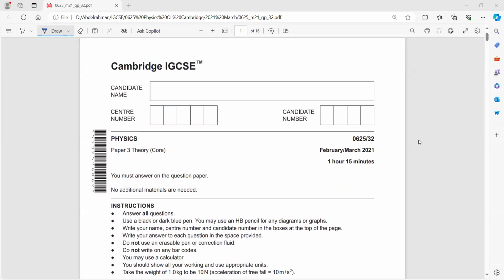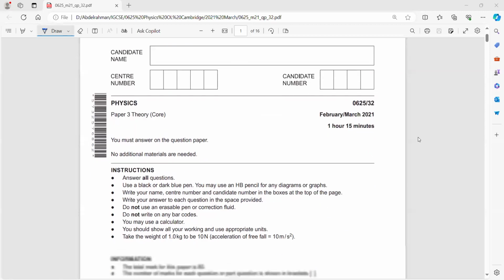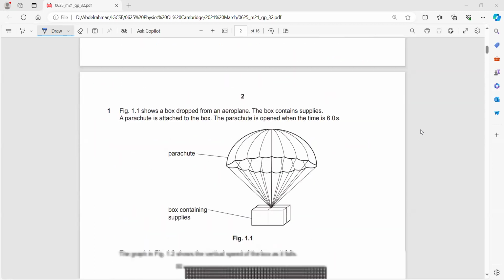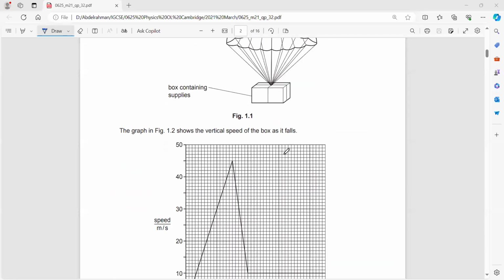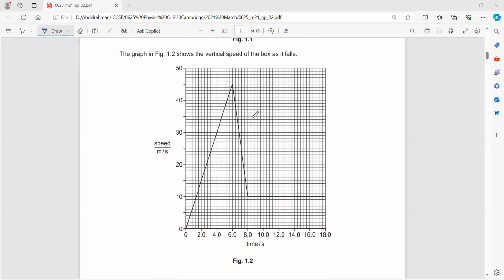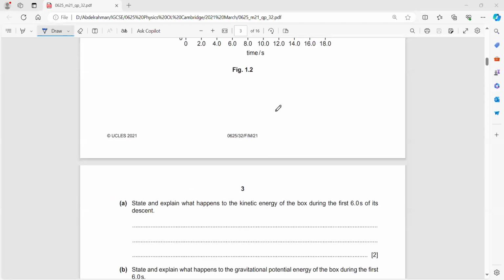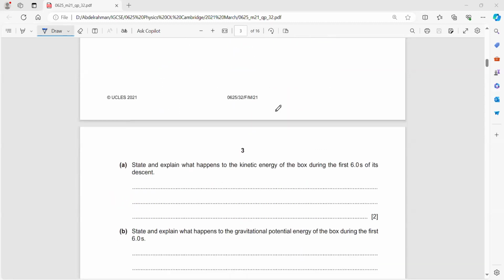Okay. February, March 2021, paper 3, variant 2. Question 1. A box is dropped from an airplane. The box contains supplies. The parachute is opened when the time is 6 seconds, and this is the speed-time graph. State and explain what happens to the kinetic energy of the box during the first 6 seconds of the descent.